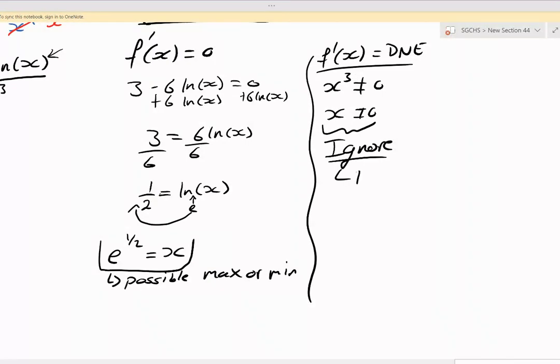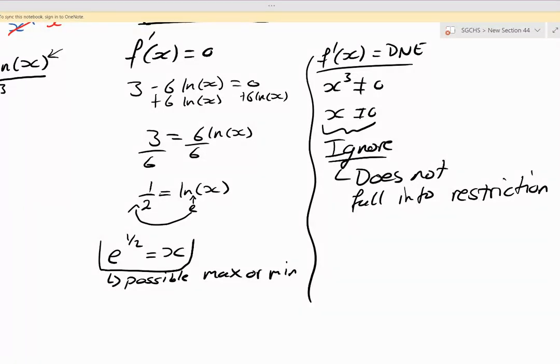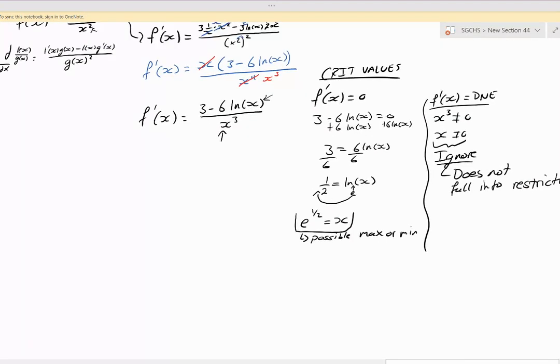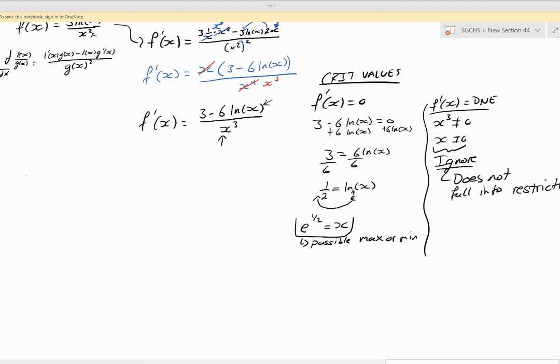Okay, it does not fall into restriction. Now that being said, if it's ever like an asymptote, you do have to include it. But the main idea is when you set up your table, so let's set my table up here to figure out my intervals of increasing and decreasing.